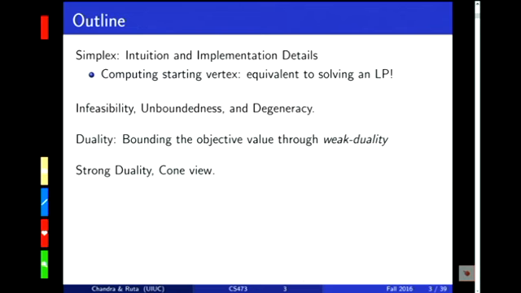So we will first talk about simplex and its implementation. Then we'll briefly talk about how simplex requires first computing a starting vertex, which is again equivalent to solving an LP. So are we going in circles here in a recursion? Then we'll talk about some problems that the simplex has to handle, like infeasibility, unboundedness, degeneracy, and finally, if we have time, we'll talk about duality.